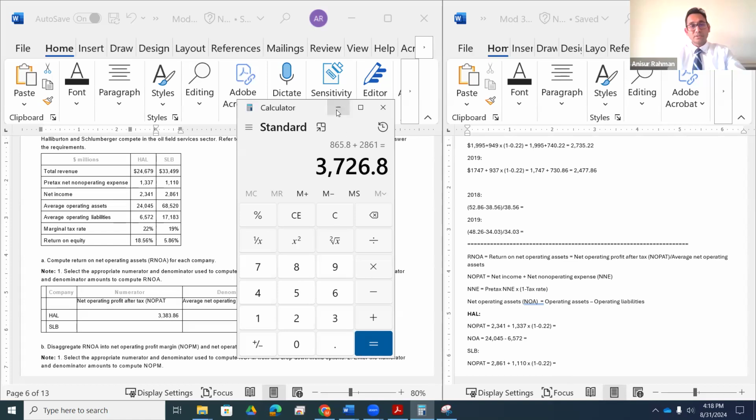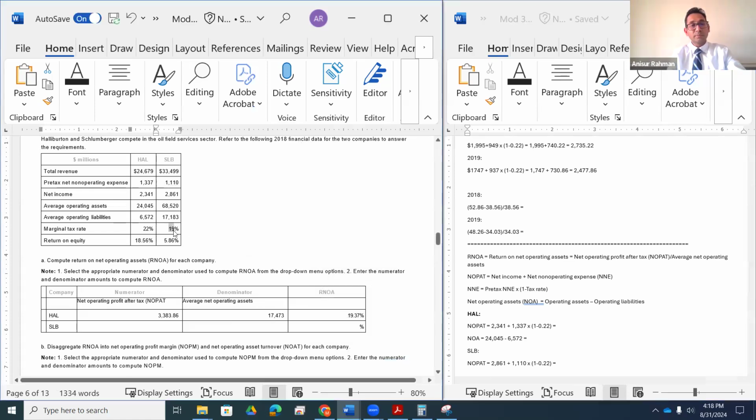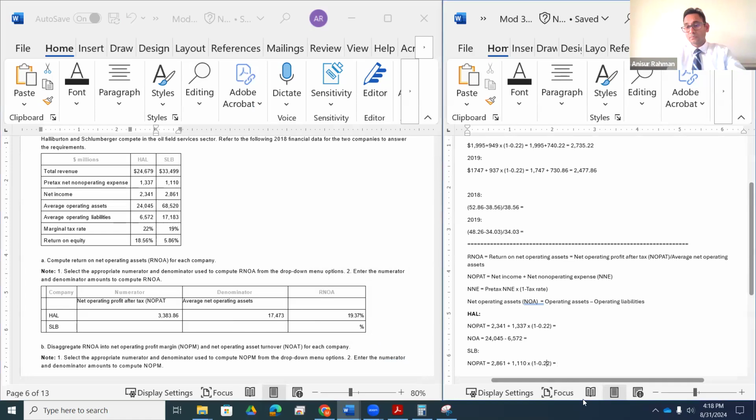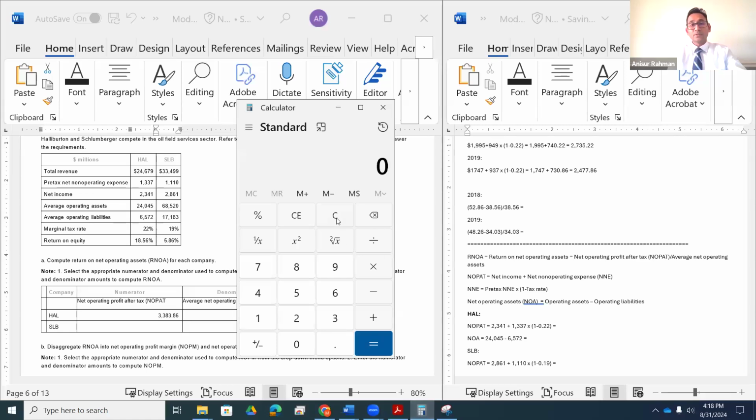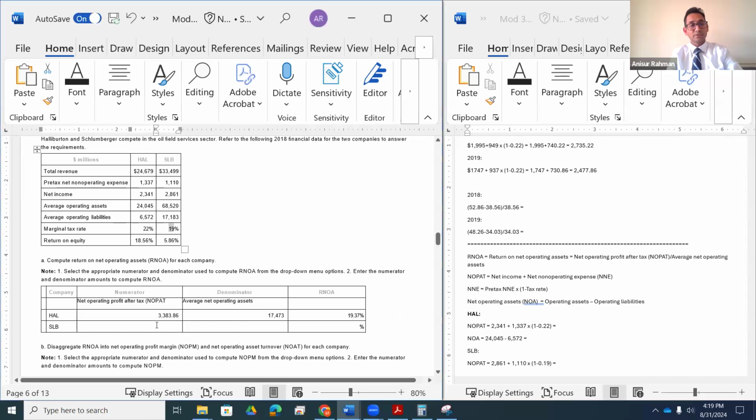Okay. Made a mistake here. The tax rate changes, 19%, not 22%. So I'm redoing it. $3,760.1. I'm going to copy this number, paste here.